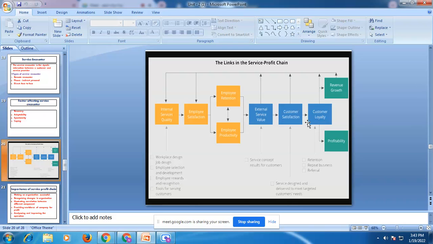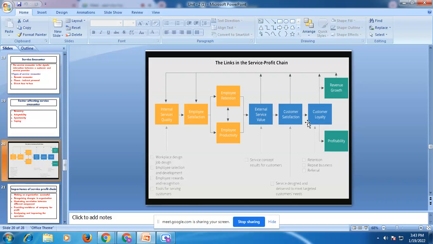The third one is the link between external service value and customer satisfaction. In this ratio, the value received in the form of product or service leads to customer satisfaction. The quality of service received by the customer is directly related to the total cost. The customer gives great preference to value, which is what the customer receives in return for the expense and effort made in the process of acquiring the product or service.